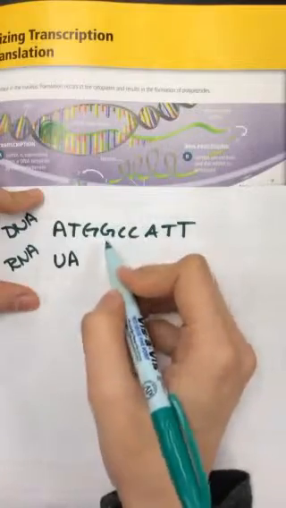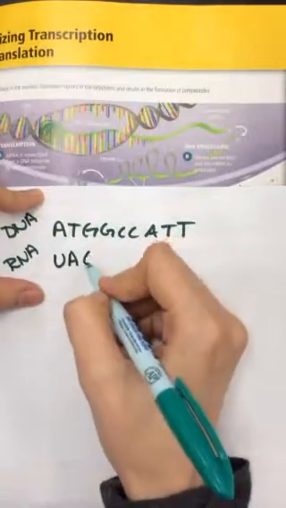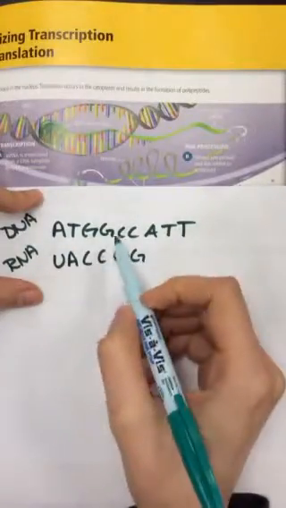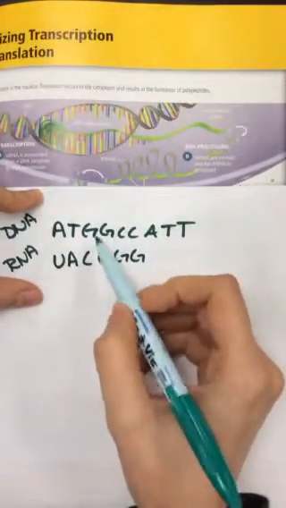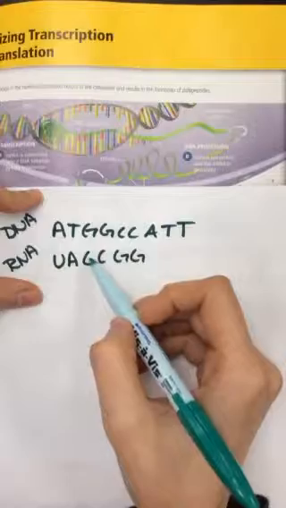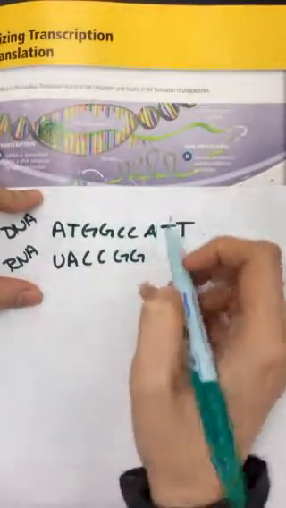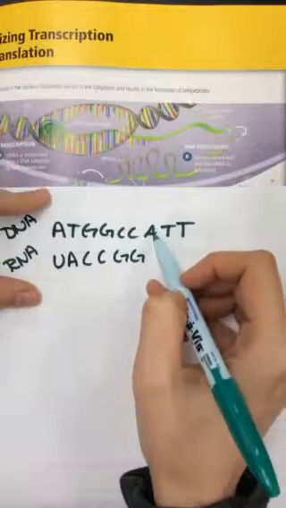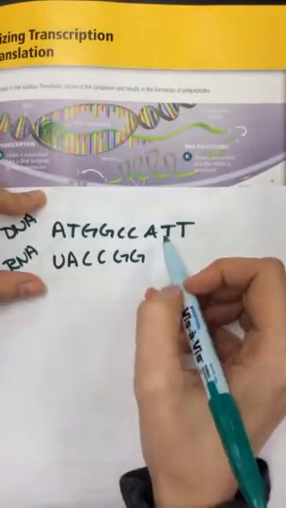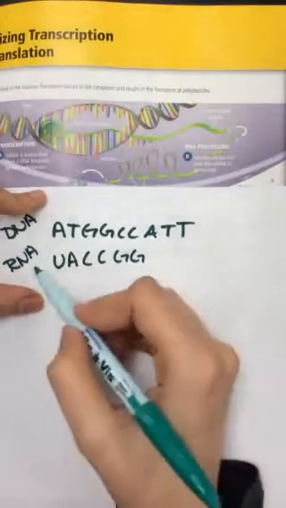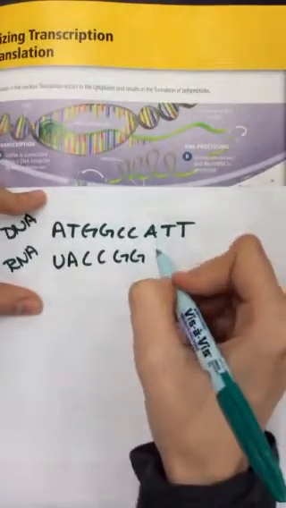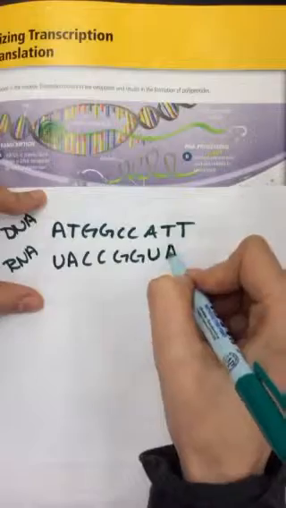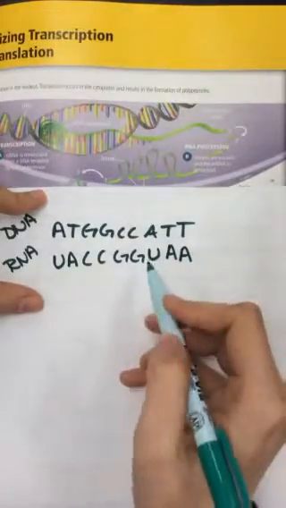The guanine and cytosine pair does not change, so that should be the easiest part. The same as with DNA, guanine pairs with cytosine, cytosine pairs with guanine. Here you have adenine again in DNA. Remember, adenine pairs with thymine usually. However, in RNA, thymine is replaced with uracil, so adenine pairs with uracil, and then thymine pairs with adenine.